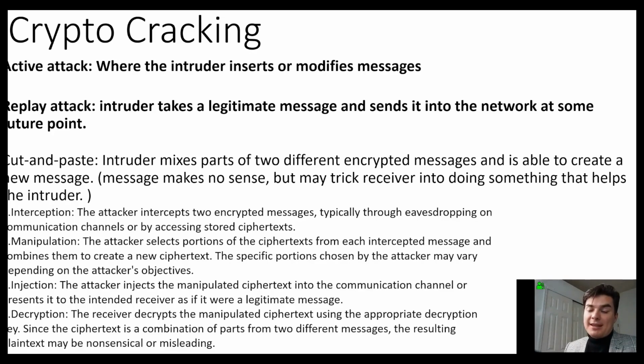Now, with the replay attack, that's when the intruder takes a legitimate message and then sends it into the network at some future point. So an example of that would be, let's say you're connected to your Wi-Fi from your computer to your router. Now, those Wi-Fi signals, how the attacker would do it, they would jam that signal, and then they would unjam it. And then your computer would resend the authentication to be able to connect to the router, and the attacker would intercept that, and then at a later point would send your legitimate authentication credentials to access the router. And so that would be a replay attack.